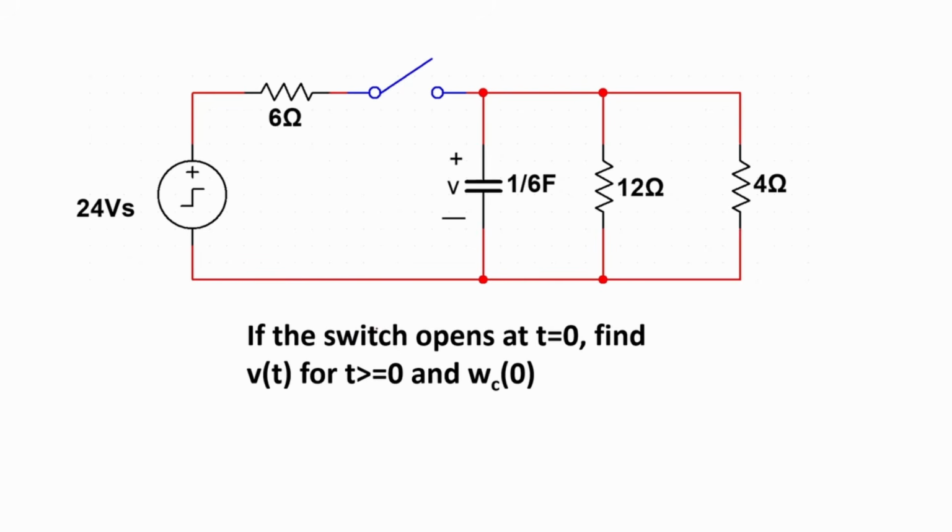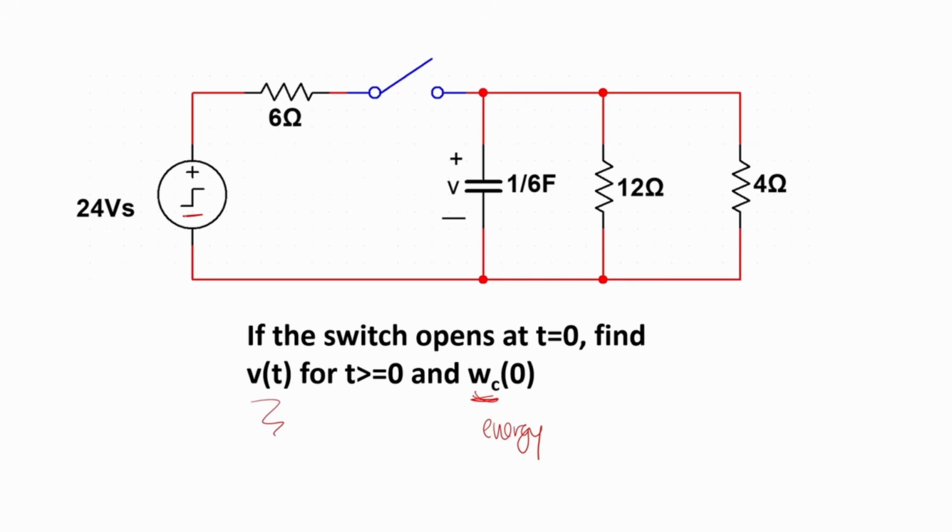If the switch opens at t equals 0, find v of t for t greater than or equal to 0 and W of C. This W of C is the energy across the capacitor. Because you may not always see this, but sometimes questions, after asking you to solve for voltage or solve for currents, will give an additional parameter to find that you use what you solved for here to get this value.